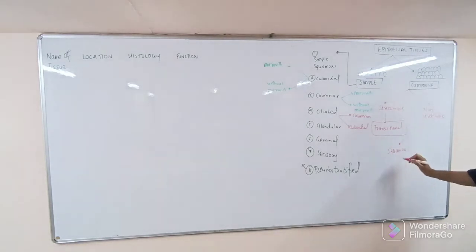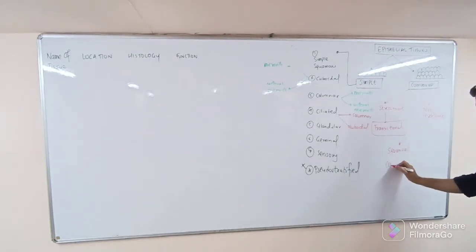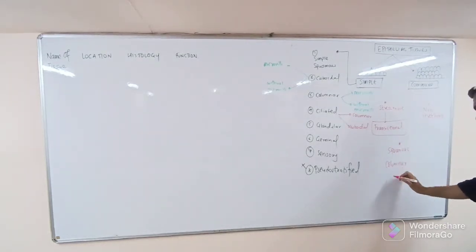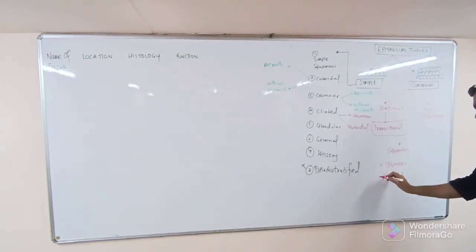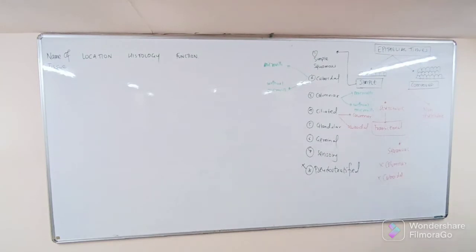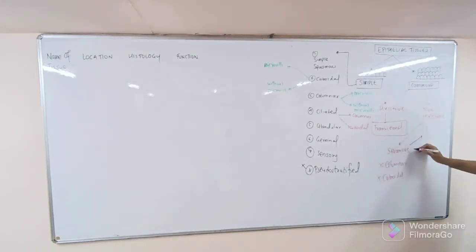Then the non-stretchable ones can be compound squamous, compound columnar, and compound cuboidal. These two you don't need to read. The last one, squamous, I will talk about; it has two types. One is called keratinized and the other is called non-keratinized. Keratinized is important there.